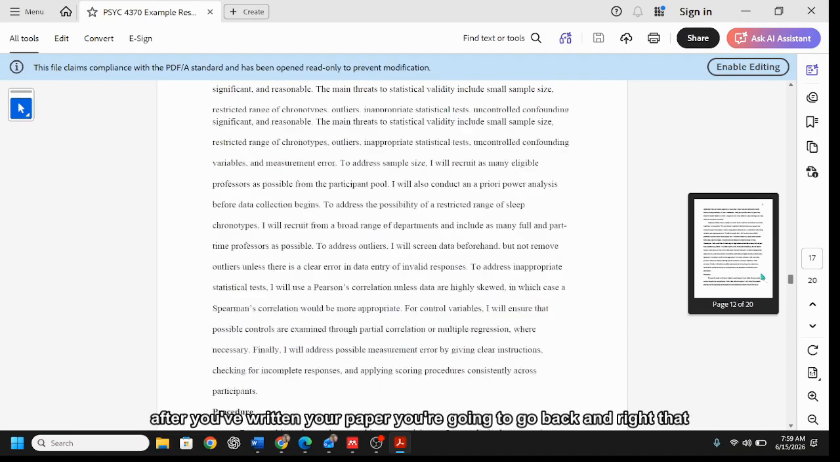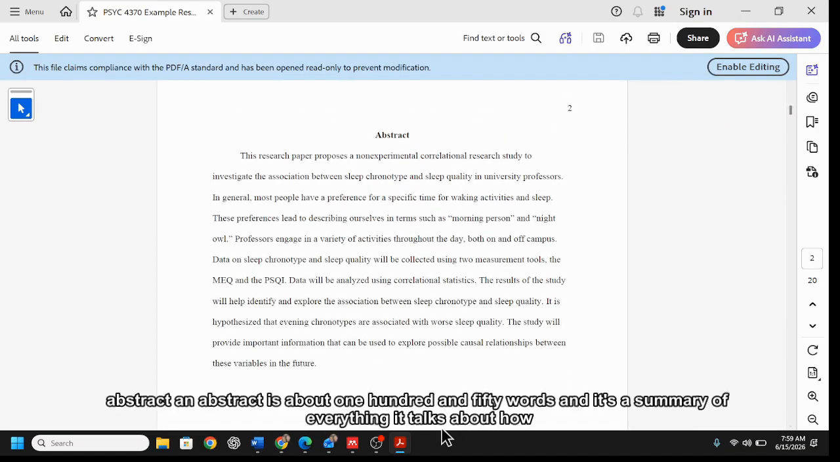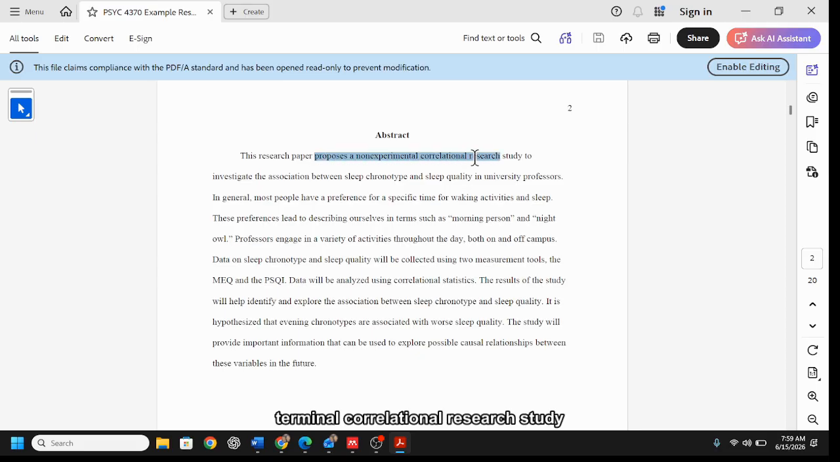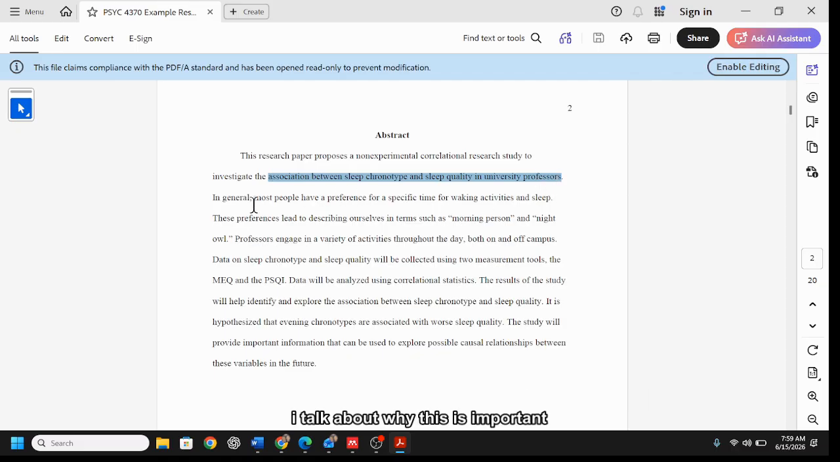After you've written your paper, you're going to go back and write that abstract. An abstract is about 150 words, and it's a summary of everything. It talks about how I'm proposing a non-experimental correlational research study. I'm looking at the association between these two variables in this particular population. I talk about why this is important.